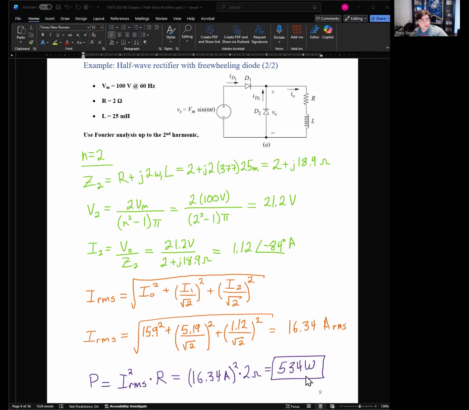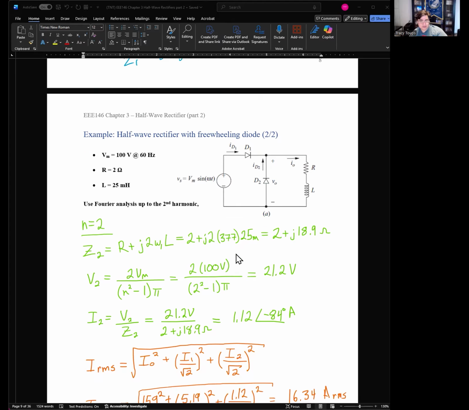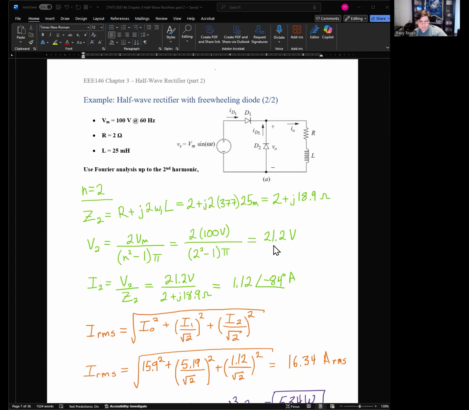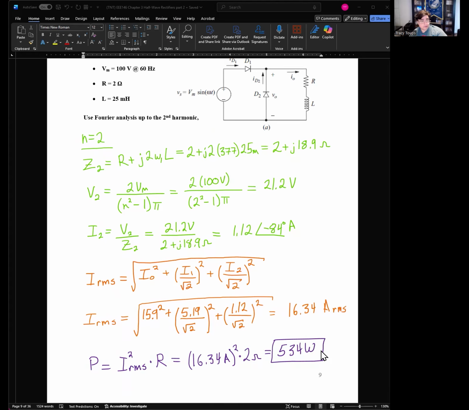We get 534 watts. So at the end of the day, we answered 3 questions. Load current, 15.9 amps. Load voltage, 31.8 volts. The power absorbed by the resistor from the source, 534 watts. And this is what the real power is. That's the real work being done: charging the battery, turning the lights on, running the motor. This is what ultimately matters at the end of the day.